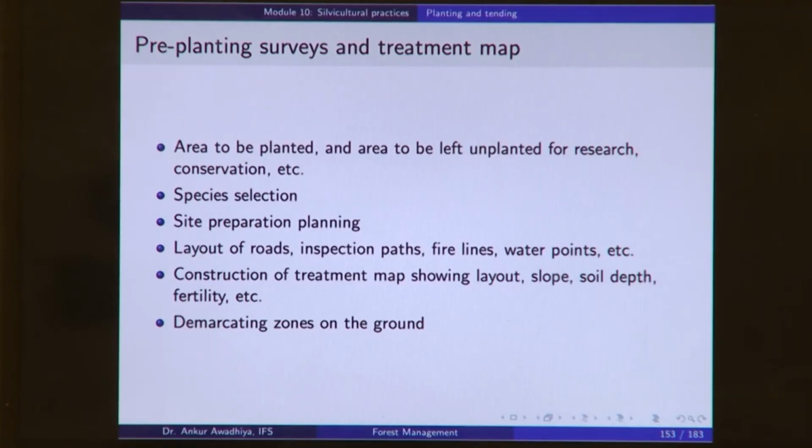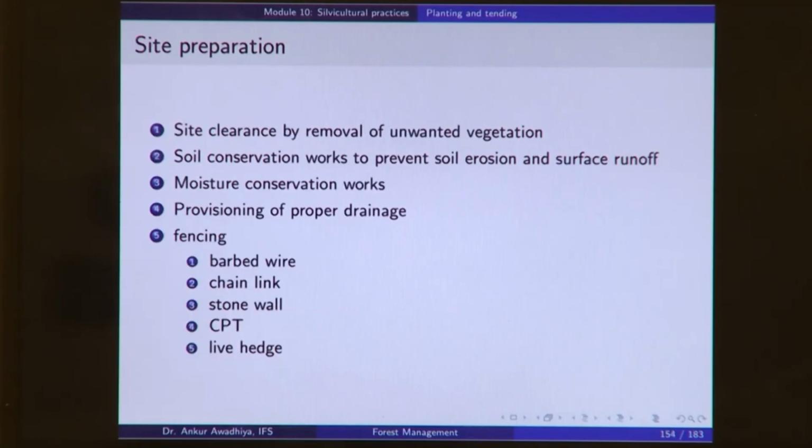Then once you have demarcated these lines on the ground, next you need to go with the site preparation. Now, what is site preparation? You are preparing the site so as to make it suitable for the next operation, which is the planting operation. So, what do you do in site preparation? Step 1 is to clear the site by the removal of unwanted vegetation.